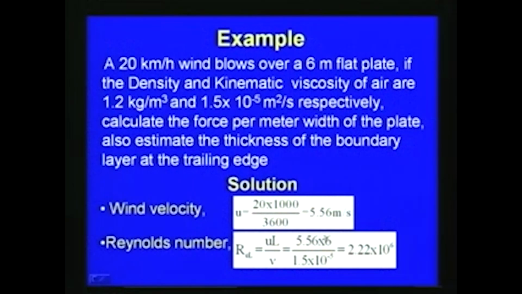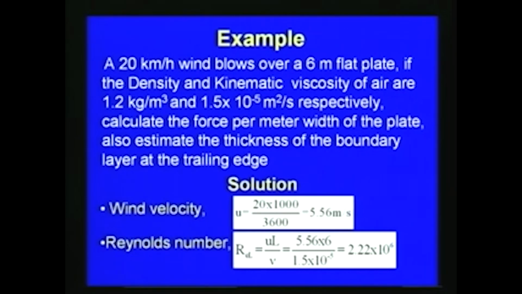Here the Reynolds number Re is equal to UL by nu. U is already obtained as 5.56, so 5.56 into 6 divided by the kinematic viscosity 1.5 into 10 to the power minus 5 will give the Reynolds number as 2.22 into 10 to the power 6. We can observe that the Reynolds number obtained is more than the critical Reynolds number 5 into 10 to the power 5, so the boundary layer flow is in the turbulent flow regime.